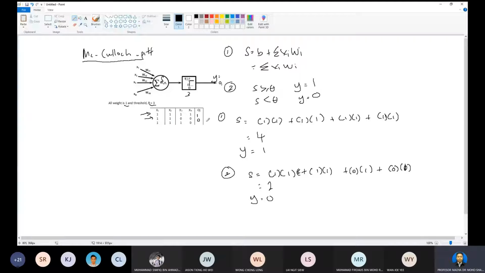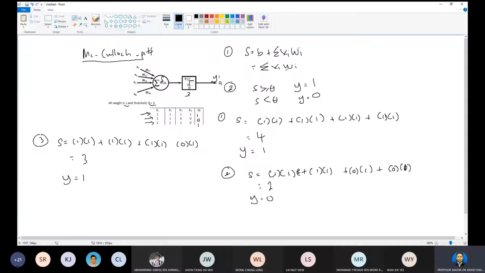Next, the third iteration, we calculate with the same steps. Calculate the S net input: 1 multiplied by 1. The weight is maintained as 1, because in McCulloch-Pitts there is no addition of the weights. 1 multiplied by 1, plus 1 multiplied by 1, plus 0 multiplied by 1. So 1, 2, 3. S is 3, so Y equals 1. So that is McCulloch-Pitts, straightforward.